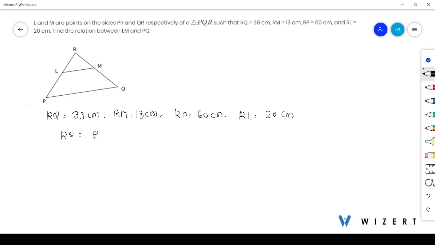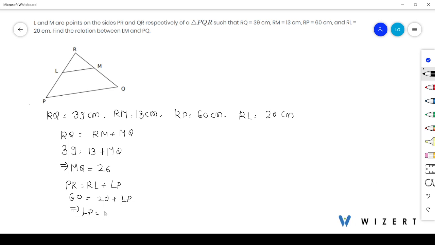Here we can observe RQ equals RM plus MQ. That is 39 equals 13 plus MQ. So MQ will be 39 minus 13, which means 26. PR equals RL plus LP. 60 equals 20 plus LP. So LP will be 60 minus 20, which means 40.